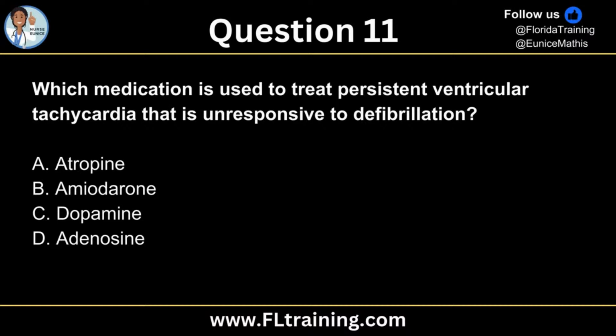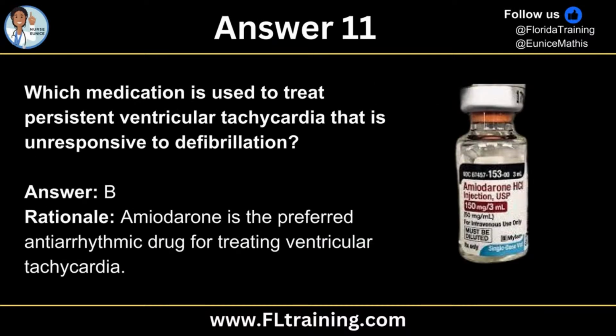There were 3 medicines that we discussed for shockable cardiac arrest rhythms. That was epi, amiodarone, and also magnesium sulfate. All right, so process of elimination, that means the answer to question 11 must be amiodarone. It is B. So amiodarone is the preferred antiarrhythmic drug for treating ventricular tachycardia.